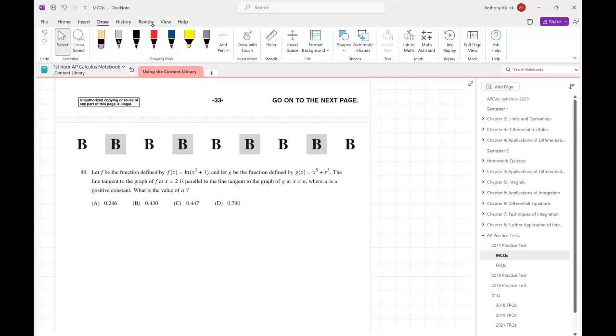It says, let f be the function defined by yada, yada, yada, and g the function defined by yada, yada, yada. The line tangent to the graph of f at 2 is parallel to the line tangent to the graph of g at a, where a is a positive constant. What is a?